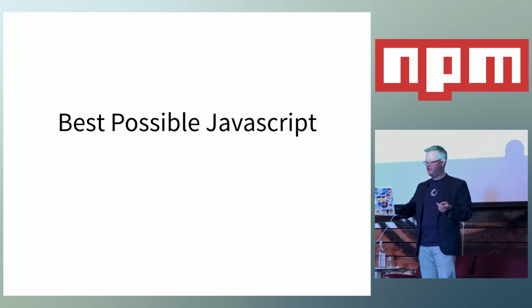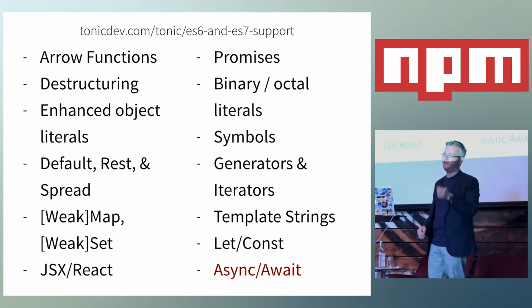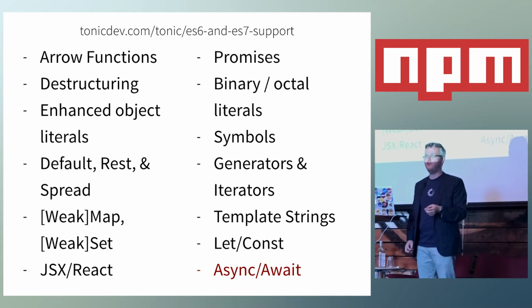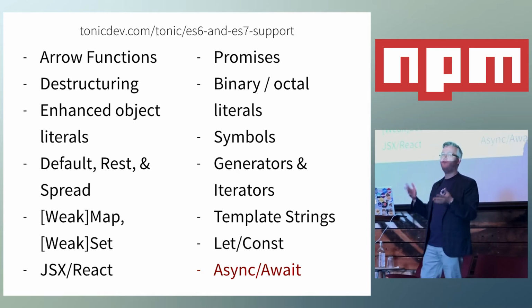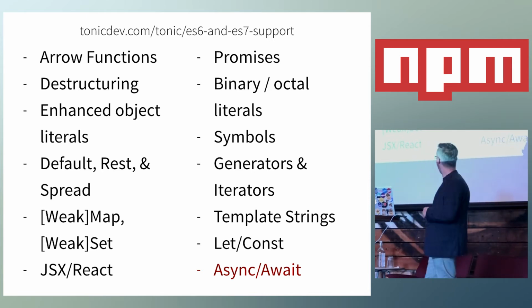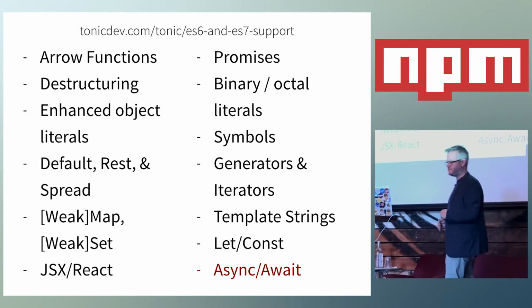So I mentioned the best possible JavaScript. Like I said, even if you're using an older node, even if you have to go to node 0.10 or node 0.12, you can still use all the modern features we have in node 6, including stuff that we don't even have yet, like async.